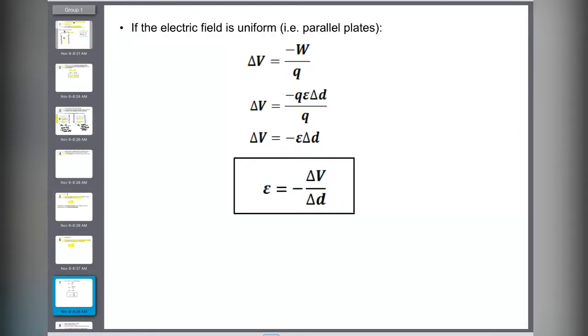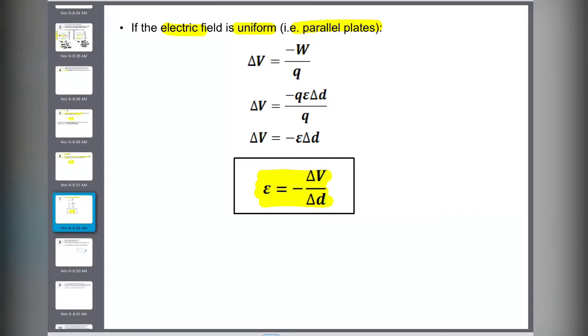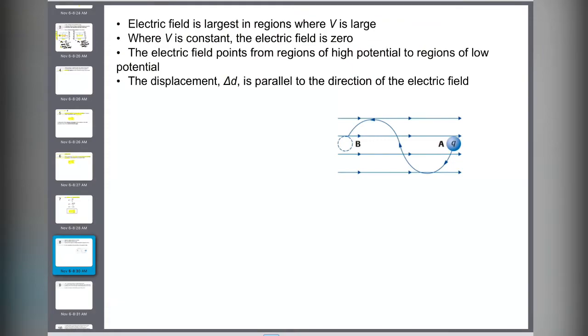Okay, and this applies if it's a uniform electric field, meaning a parallel plate. So in a question, if it ever mentions a parallel plate, you would be using this equation. Electric field, epsilon, is delta V over delta D, and it depends if it's a plus and minus, and we will get to that again.